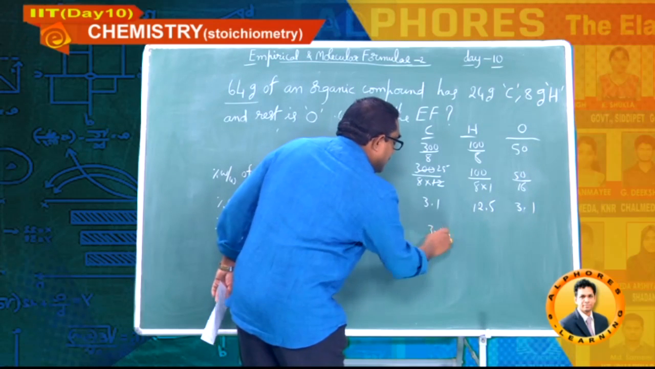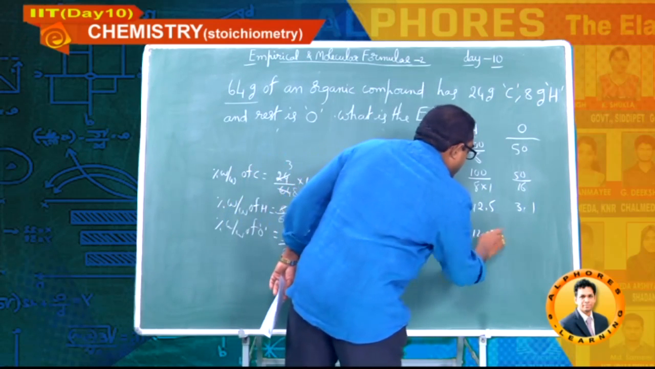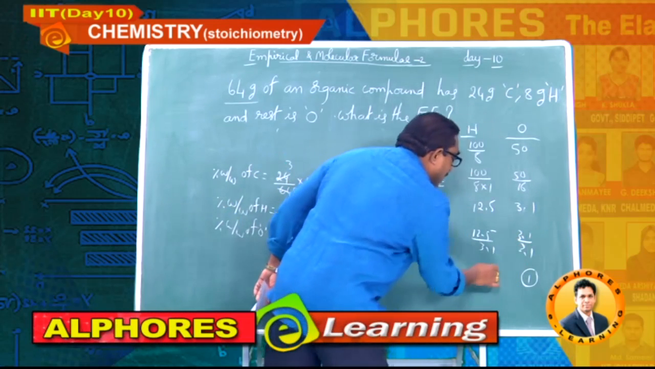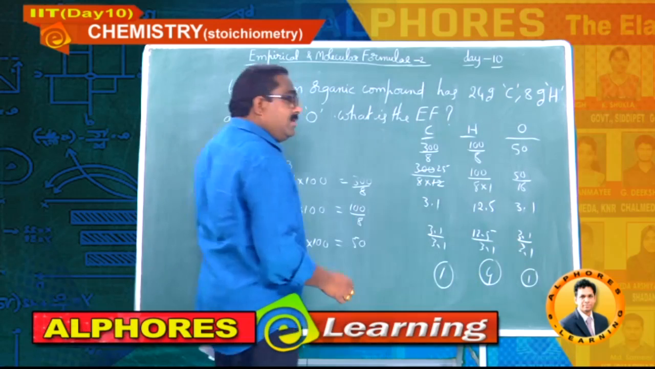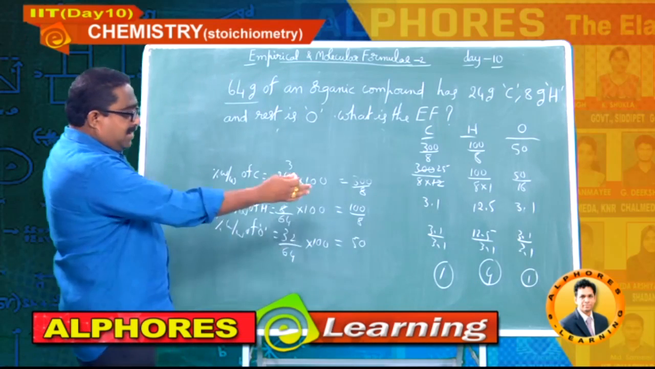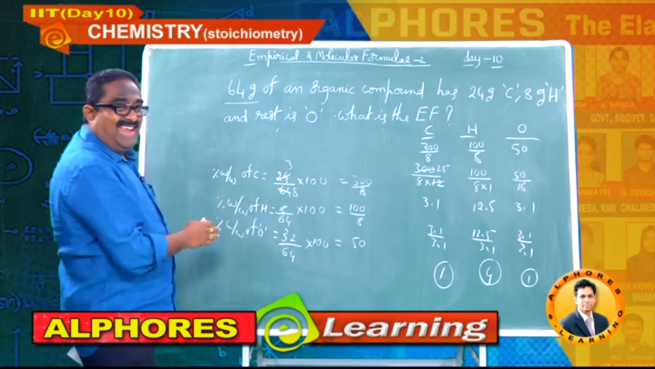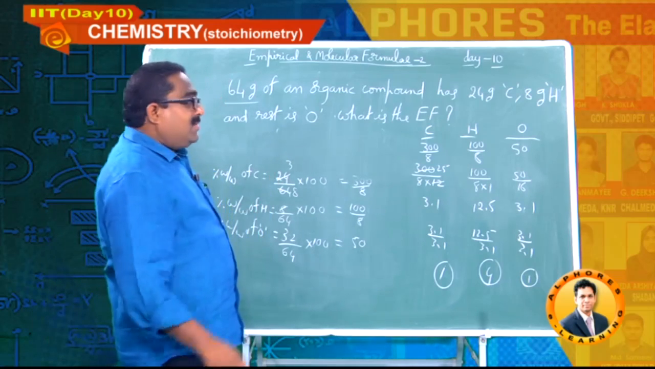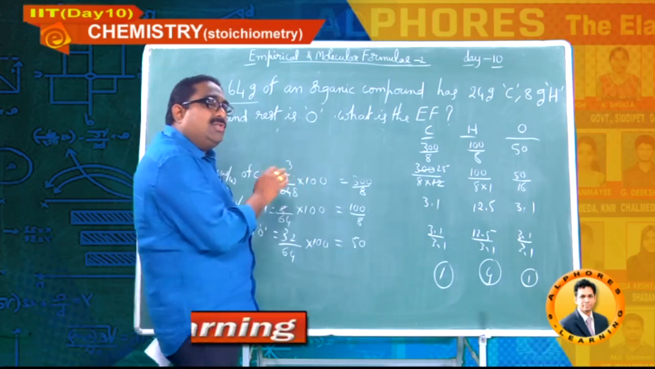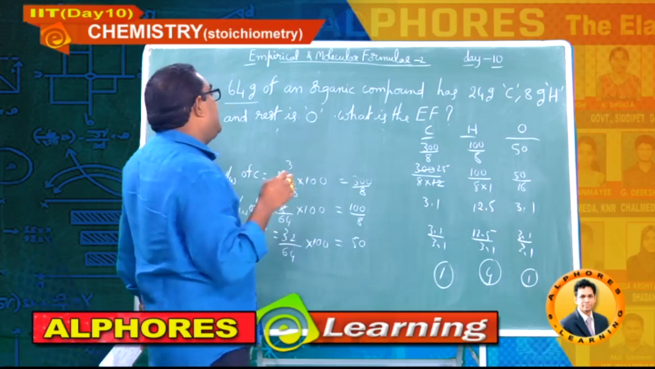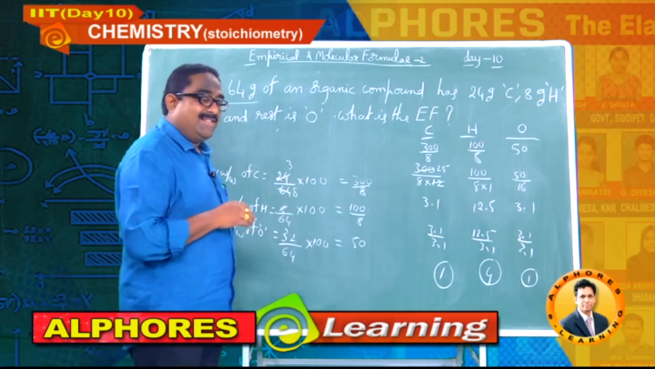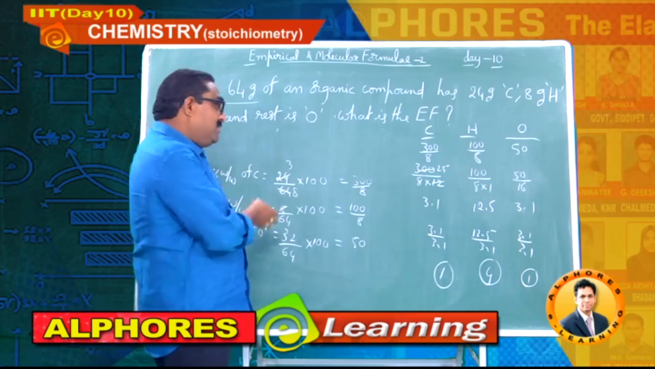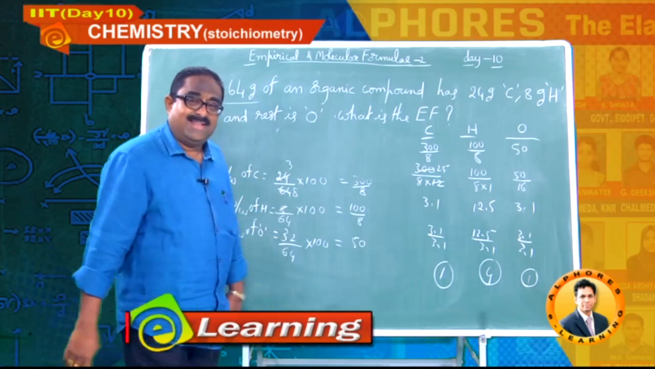Divide with the least one: 3.1 by 3.1, 12.5 by 3.1, 3.1 by 3.1. What will you get, students? 1, 4, 1. So again you got CH4O. That's what I told you. So it is better to go for a logical approach while solving objective questions, especially in competitive examinations. If it is a subjective pattern, board exam, then you should follow this one only. Okay, students?